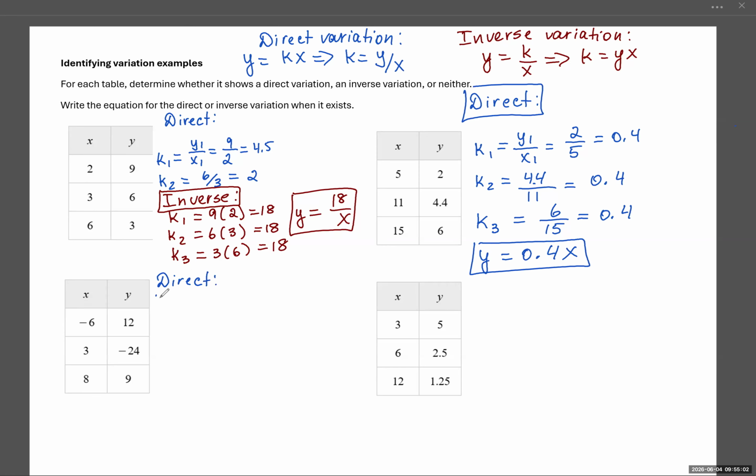Testing for direct. K1, 12 divided by -6, that's -2. K2, -24 divided by 3, that's -8. So different values already. It's not a direct variation. Let's go ahead and test for inverse.